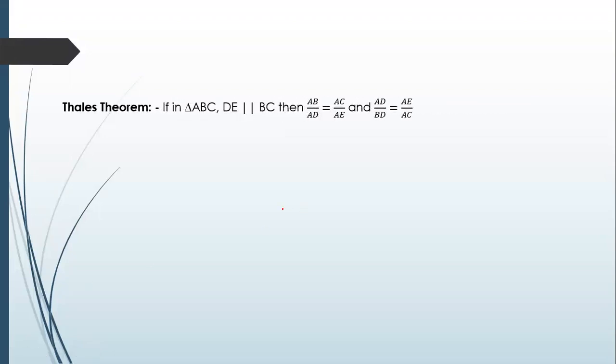So first of all, Thales theorem or the basic proportionality theorem. So what does it tell? It tells that in a triangle ABC, if the base and another line is parallel, then this following relation holds.